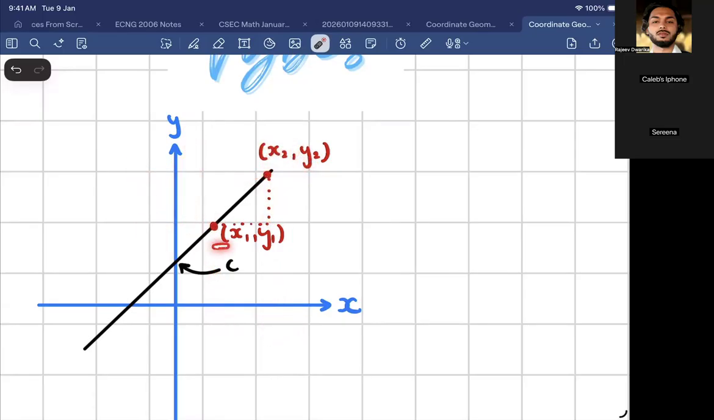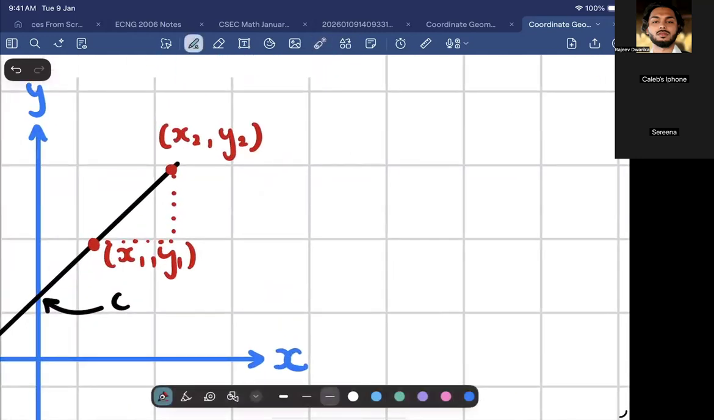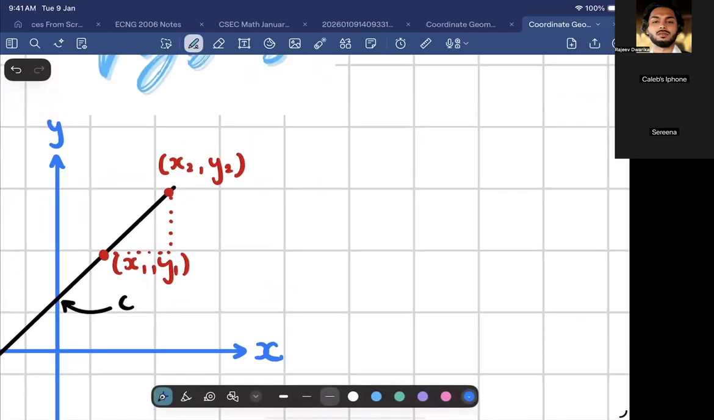What do you think this would be? X2 minus x1. Exactly, because this would be x2, and this would be x1, and you're finding the space in the middle. They probably don't teach you that in school, but when you find a gradient, that's what you're actually doing. So that's why they say change in y over change in x. So the gradient is just equal to y2 minus y1 all over x2 minus x1.